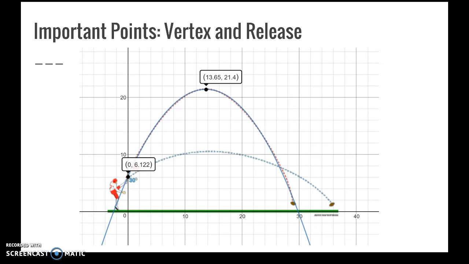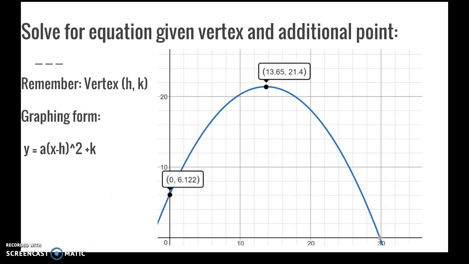The vertex gives us h and k, so that's important. The h is the x, the k is the y. The release point gives us an additional point, x and y, that we can plug in. When we strip it of the context, we just have a quadratic that we can solve. So we plug in x and y from the vertex, and then we take our additional point down here at the release, 0, 6.122, and we plug that in for x, plug that in for y, and then we can solve for a. So that was the process we went through.